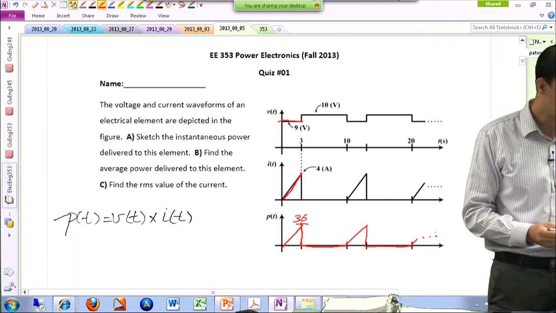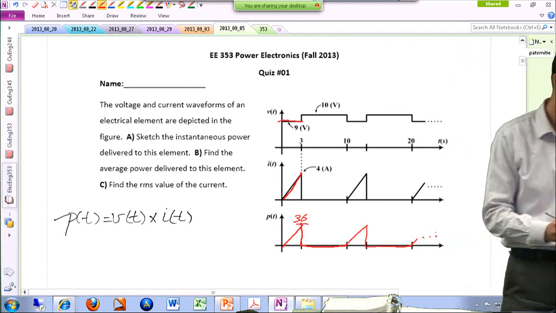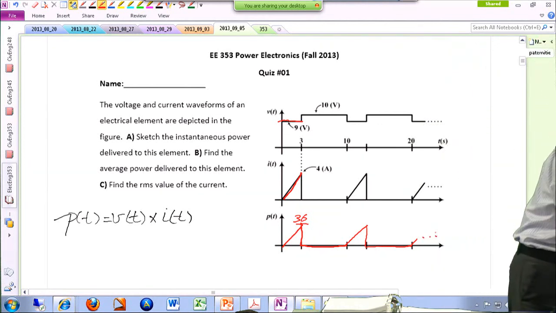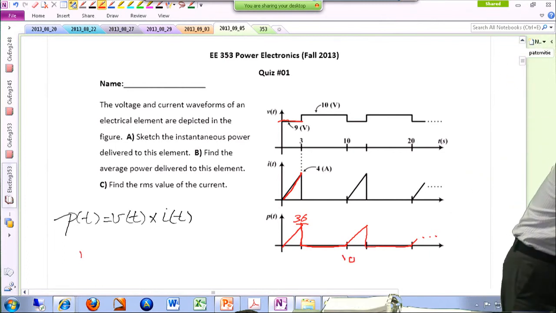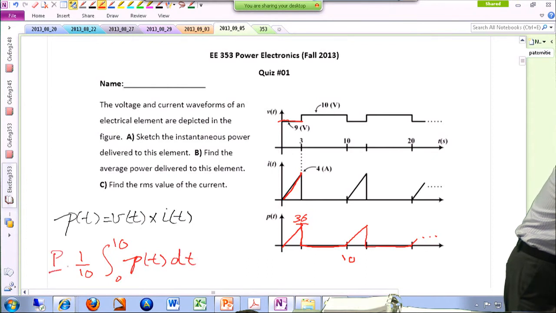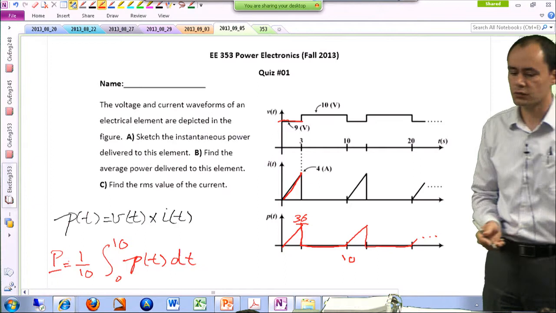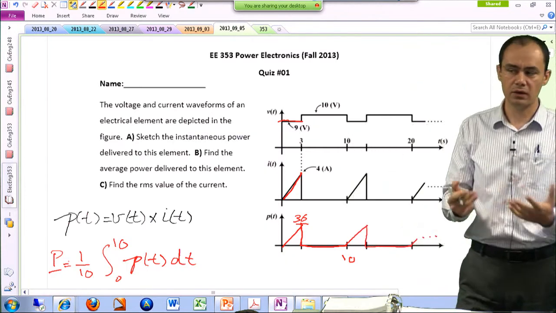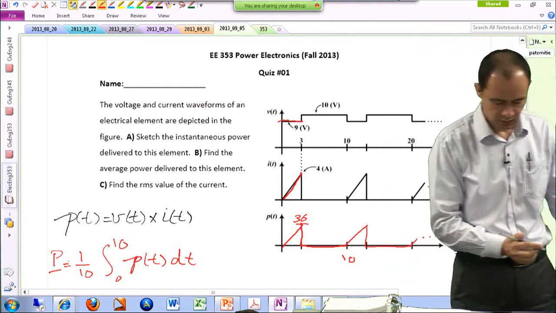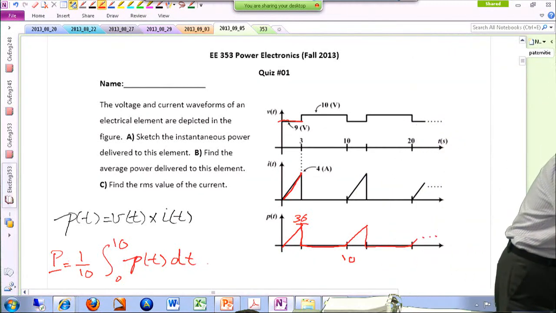Part B: find the average power delivered to this element. Looking at the average power, first of all, you have to identify the period of the signal, which is 10. So we are looking at 1 over 10. By definition, this would be our average power. All you have to do is find the area of this triangle and then divide it by 10, and that would give you 5.4 watts.